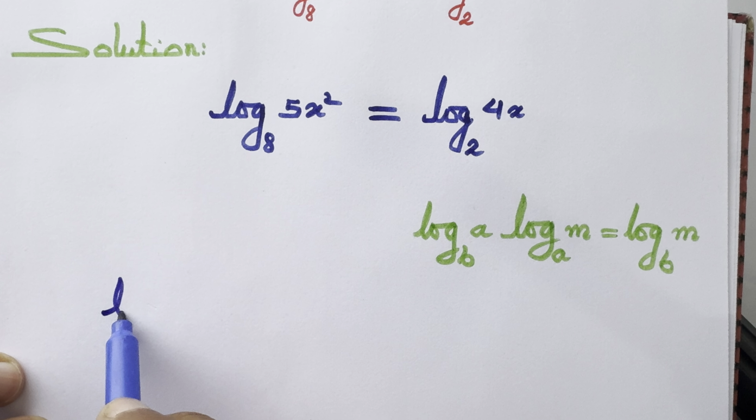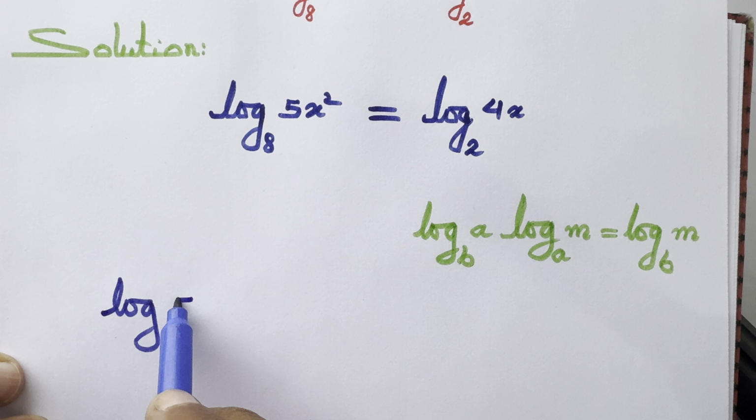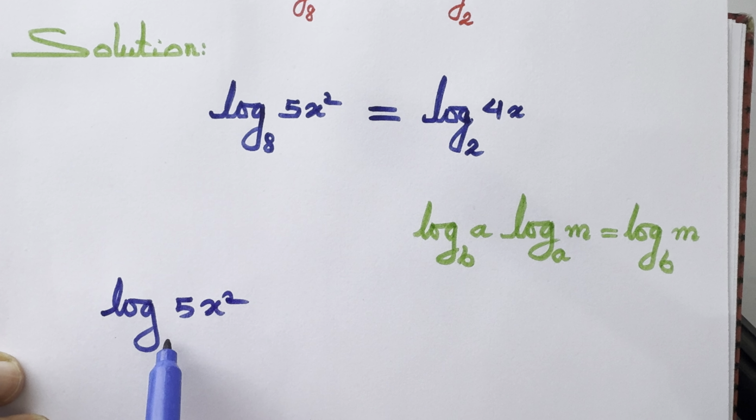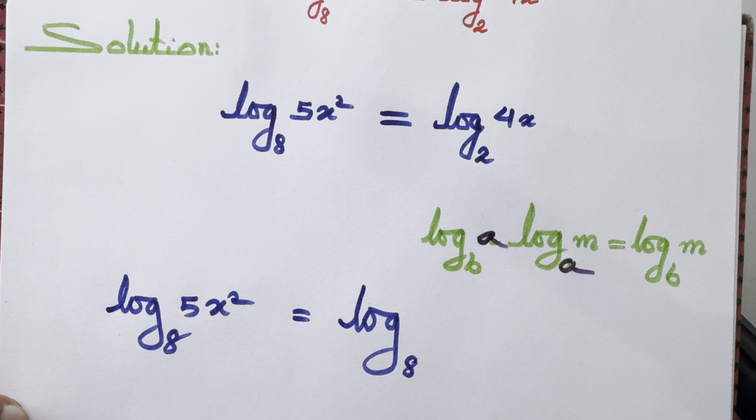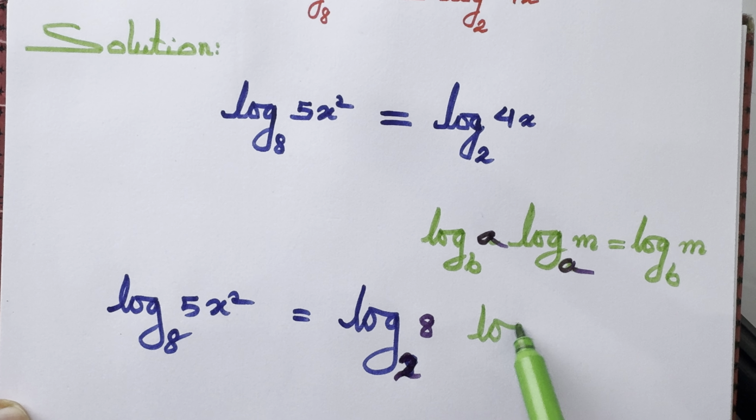We write the left hand side as it is, log of 5x² with base 8. In the right hand side we want to change the base, so we choose b equal to 2 and a equal to 8. Once again, a is equal to 8, log of the number 4x with the base 8.